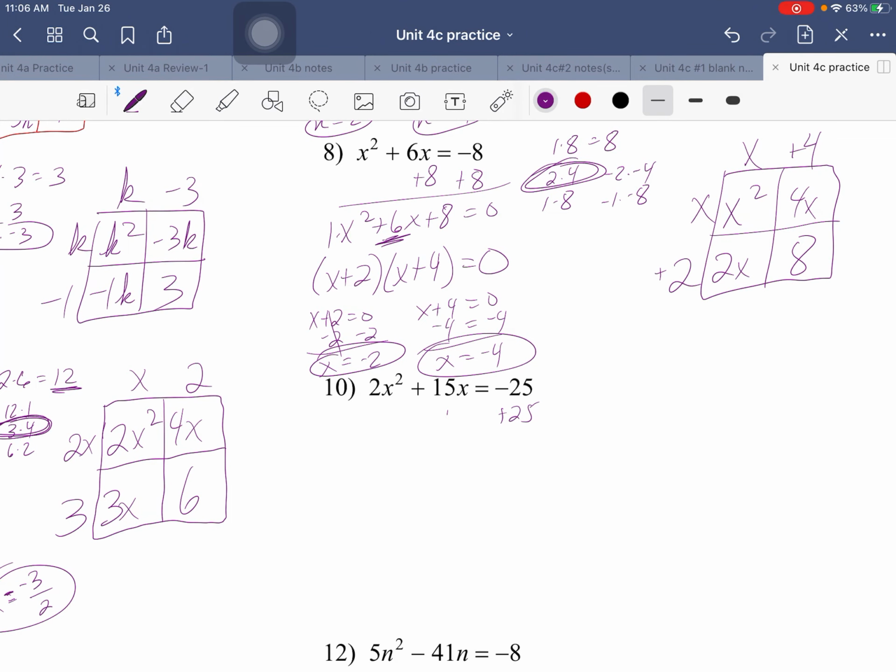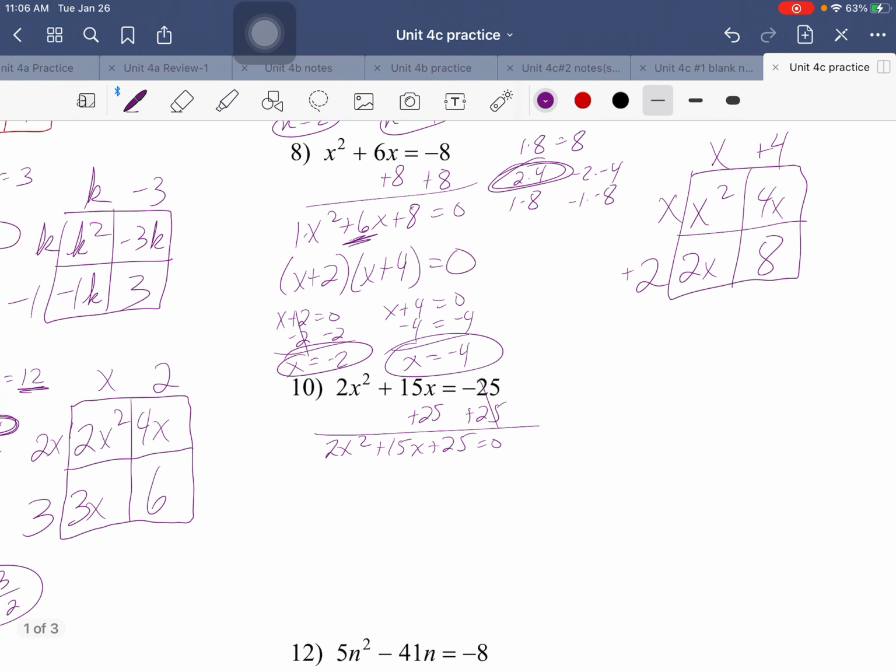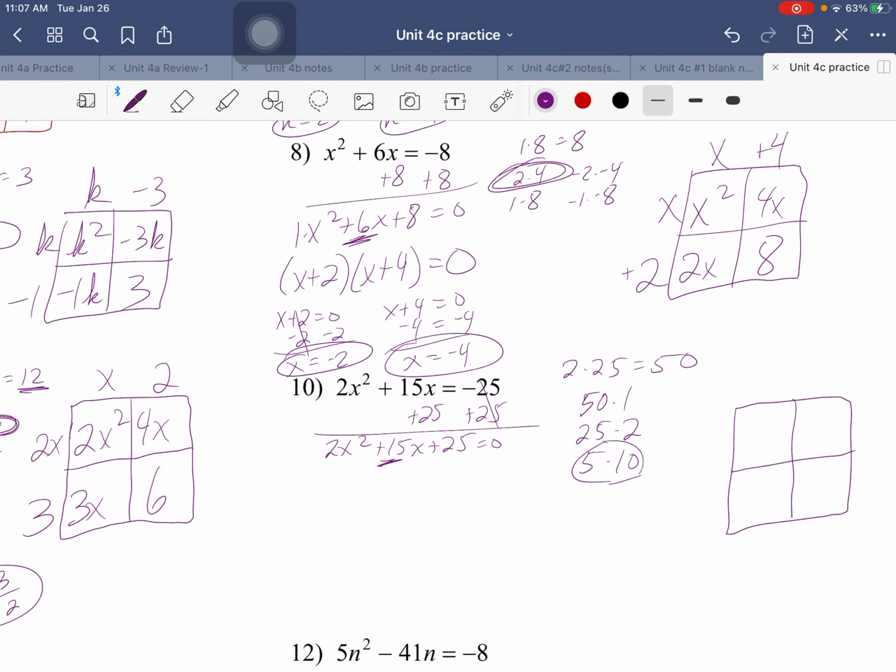All right, next one. Got to add 25 to get standard form. And now to solve this, what x will go in there? Well, we don't know. 2 times 25 is 50. And we think, what two numbers multiply to 50 that add up to 15? So does 50 and 1? Nope, that's 51. 25 and 2, that's 27. 5 and 10, that adds up to positive 15. Yep. So that's what we're going to use. So you just keep going until you find them. If you thought of it right away, great job.